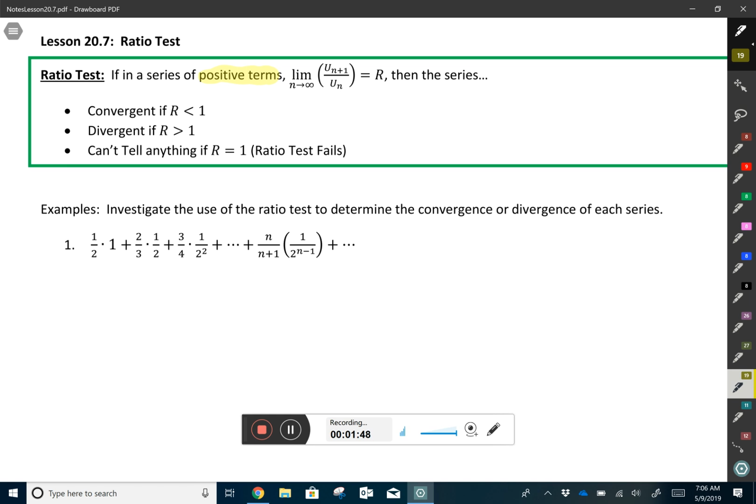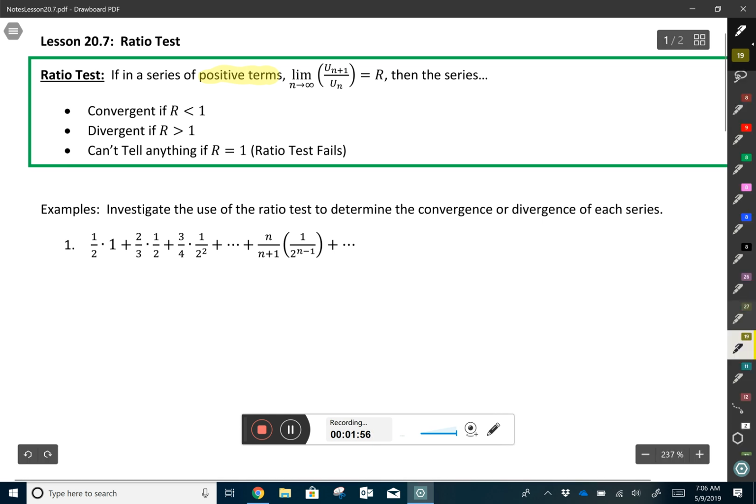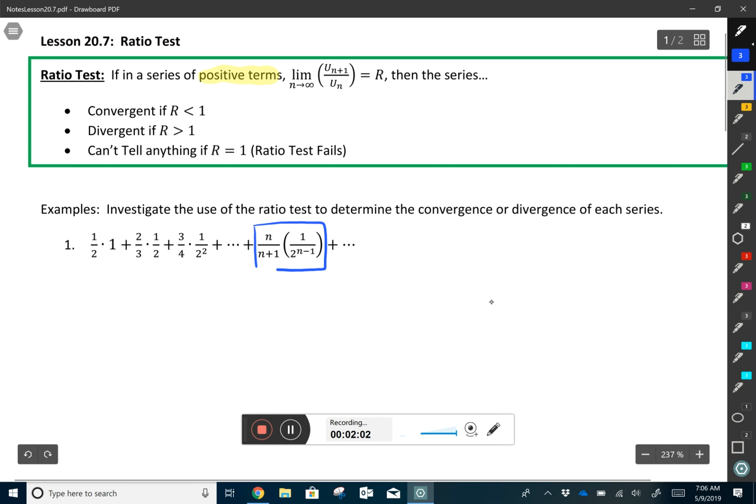So, question number 1. We're going to investigate this by using the ratio test. So we're going to look at our u sub n term. So we see here we have our u sub n term. There's our u sub n term. And we're going to calculate u sub n plus 1 divided by u sub n. And then we're going to find the limit as n goes to infinity.